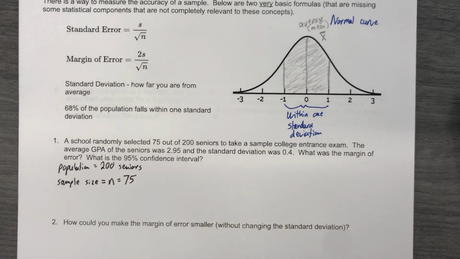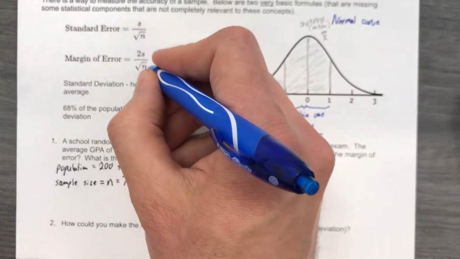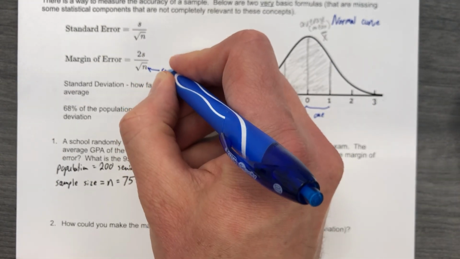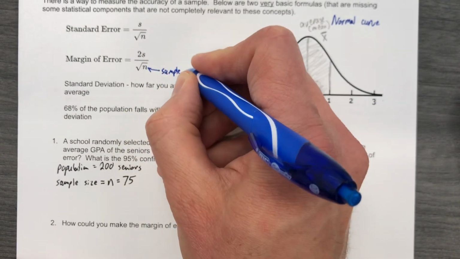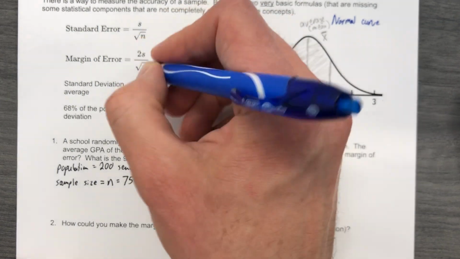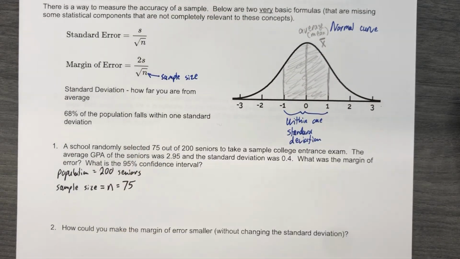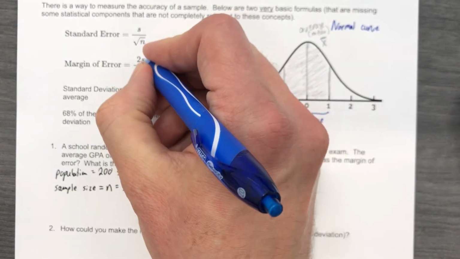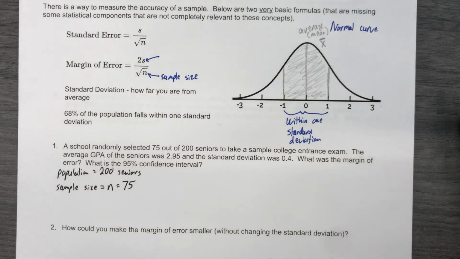So if you want to come up here and write some things down, you could. We're going to say that n is the sample size. And you can write that on both formulas. I'm going to write it on just the bottom one. We're not going to be using the top one at all, but it's fun. And then, there we go. That's going to be something here in just a second.